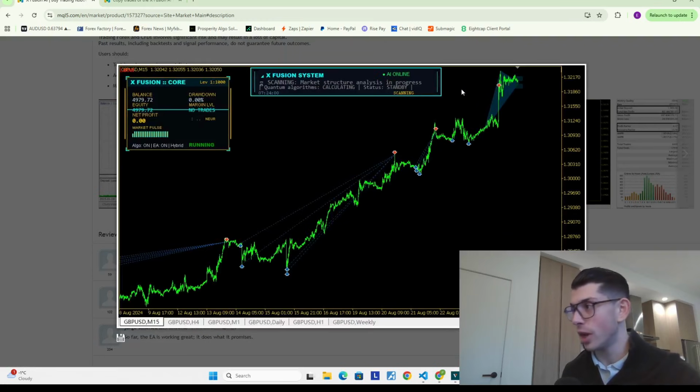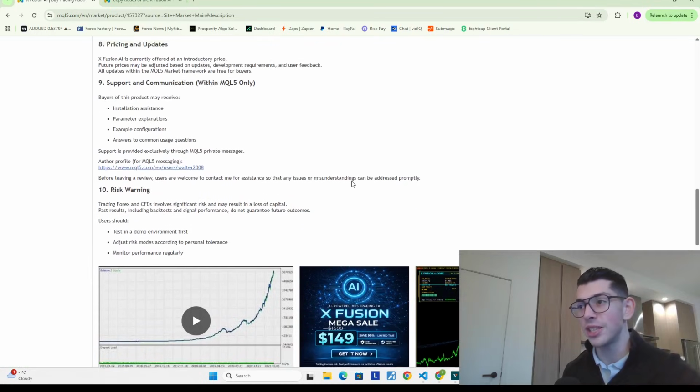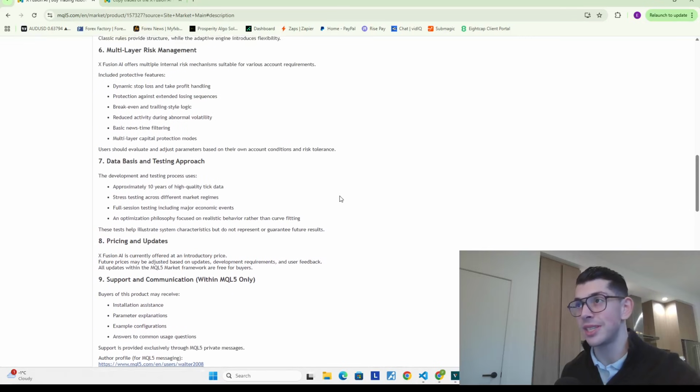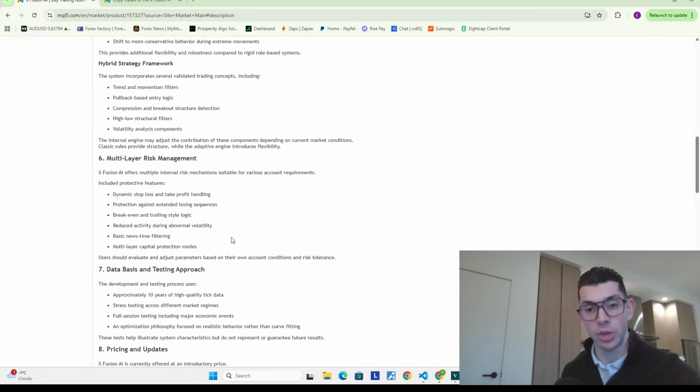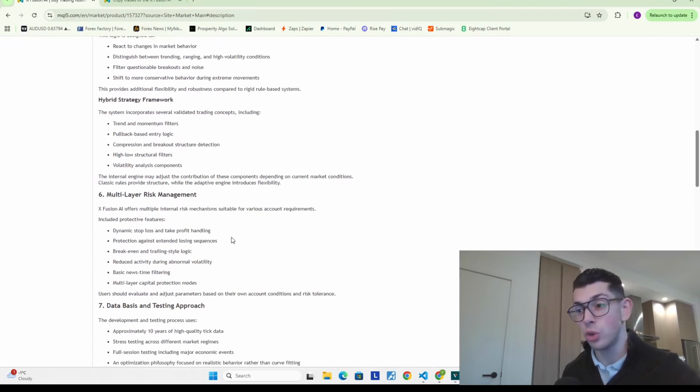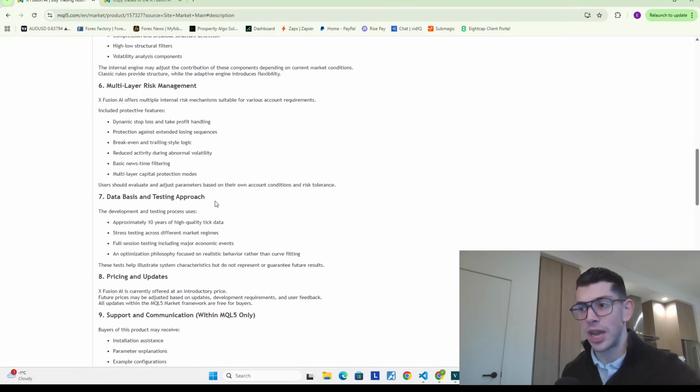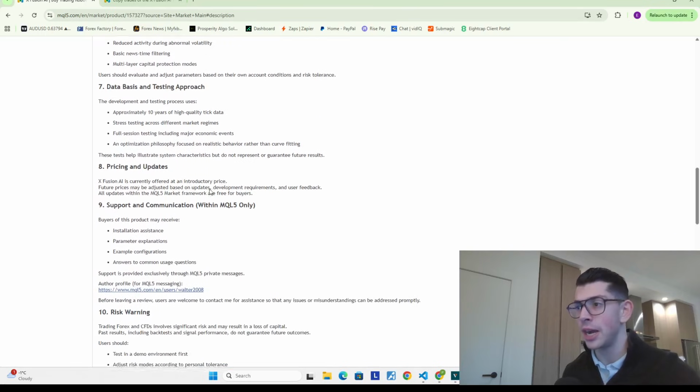So I believe it does use some sort of grid system to enter, and it's actually pretty obvious that it does. Like if you look at this, it's obviously a grid, right? However, I don't think it's a particularly aggressive grid, at least with the settings that I ran. It does not seem to be using any sort of massive lot scaling, which is usually a pretty good sign. And he's also saying that he's significantly robustness tested this bot with 10 years of high quality tick data.